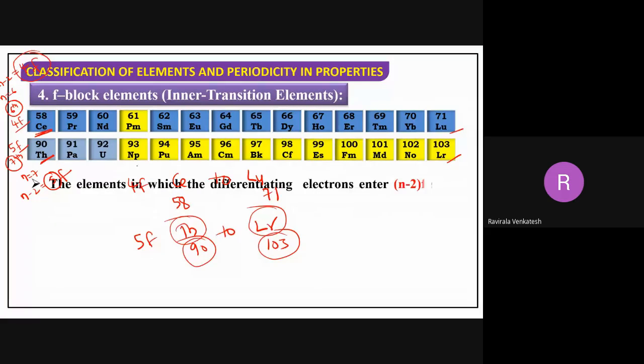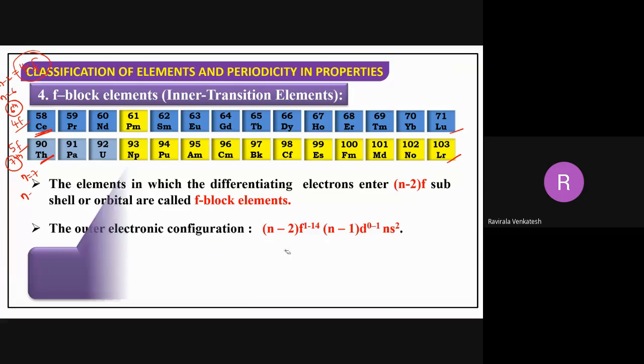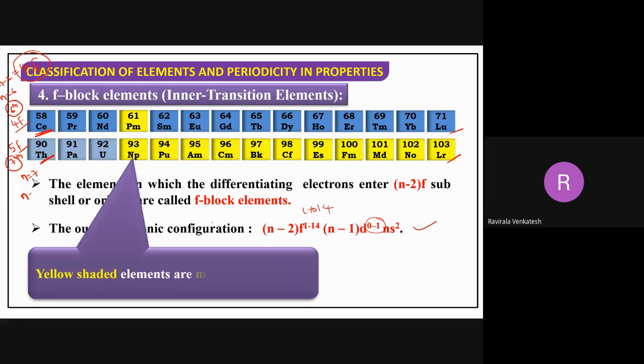Next, the definition we already know, we discuss it any number of times: the elements in which the differentiating last electron enters the n-2 f orbital are called f-block elements. Their outermost configuration will be (n-2)f 1 to 14, (n-1)d 0 or 1, ns2.